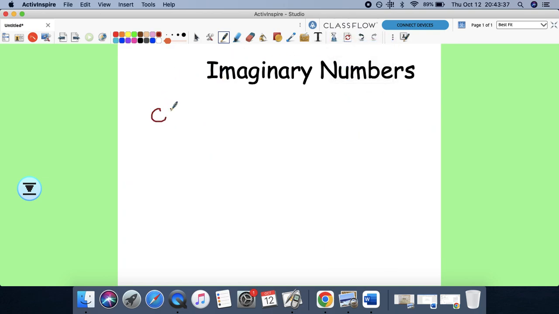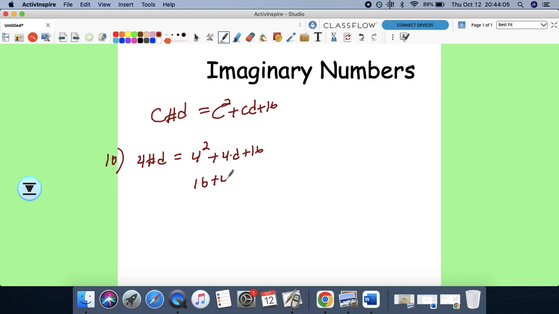10. Oh my god. C, what do you call that thing? Pound button. C pound D equals C squared plus CD plus 16. So we're going to use number 10. We have 4 pound D. We're going to replace the C with 4. So we get 4 squared plus 4 times D plus 16. 16 plus 4D plus 16. We get 4D plus 32. And that gives us F.